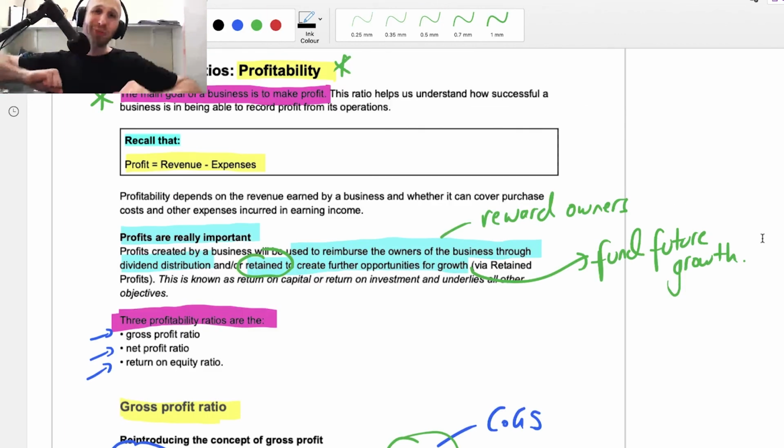So in terms of this video, we've looked at the financial ratios for profitability, remembering that the main goal of the business is to earn profit. So the ratios we've looked at are the gross profit ratio, which is revenue minus the cost of goods sold. We've looked at the net profit ratio, which is revenue minus all expenses, and then the return on equity ratio. For each dollar that an investor puts in, how much are they getting back in terms of their reward, in terms of profit? So I know this one is tricky, a little bit complex.